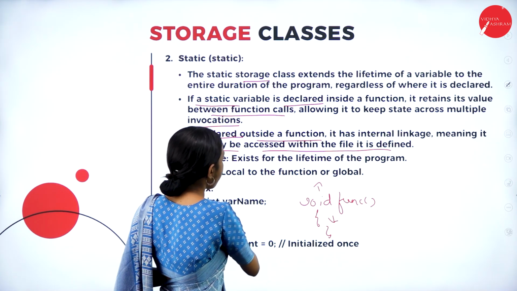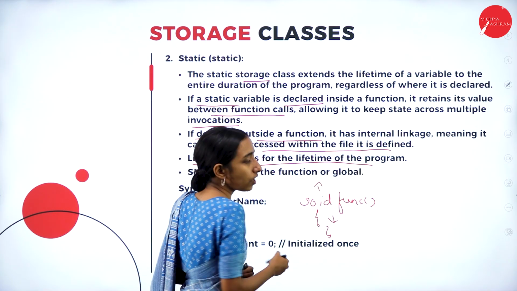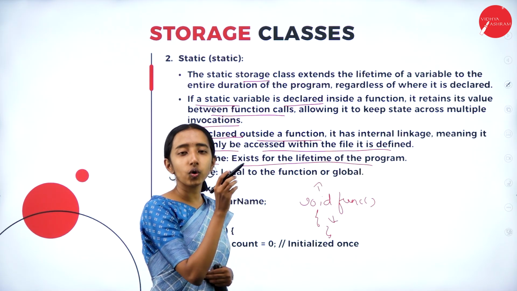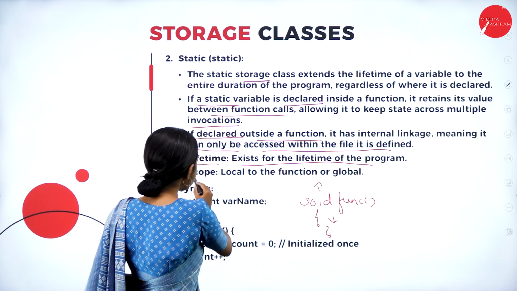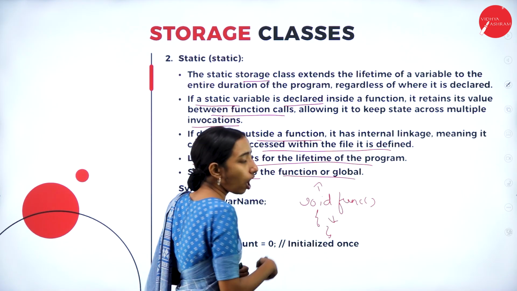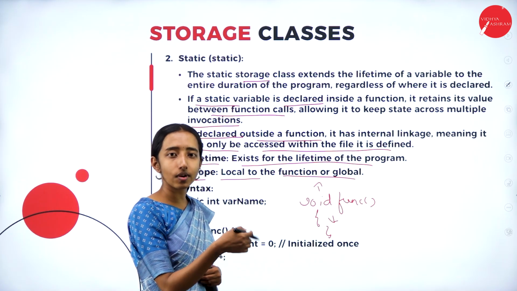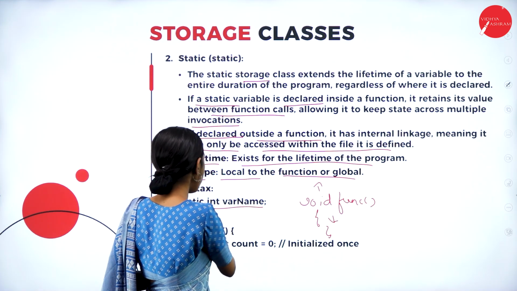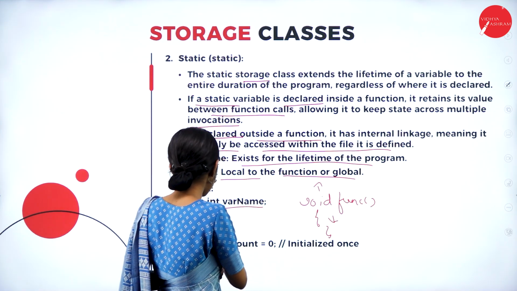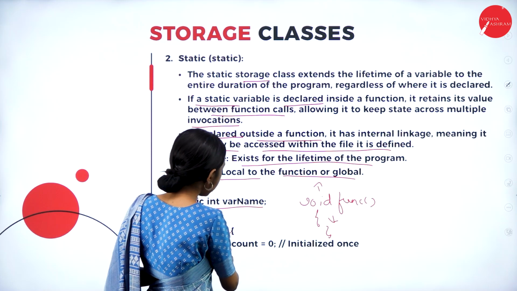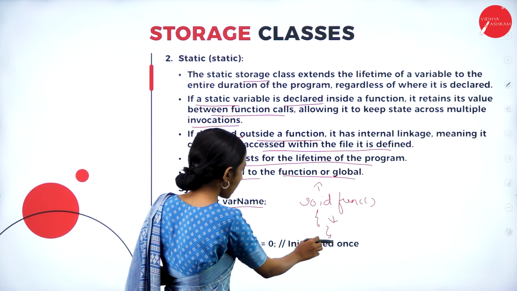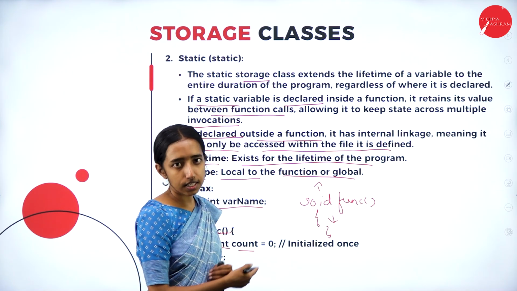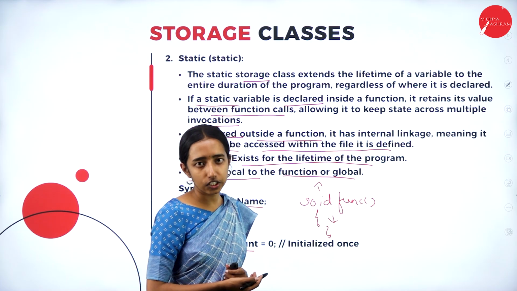Here the lifetime exists for the lifetime of the program. Next, scope: local to the function as well as global. The syntax is the same: static int var name. For example, void function, static int count equals 0, initialized once, and then count plus plus. This is about the static storage class.